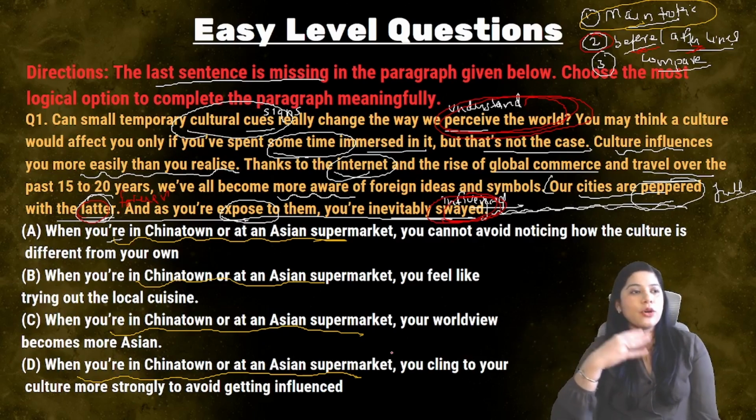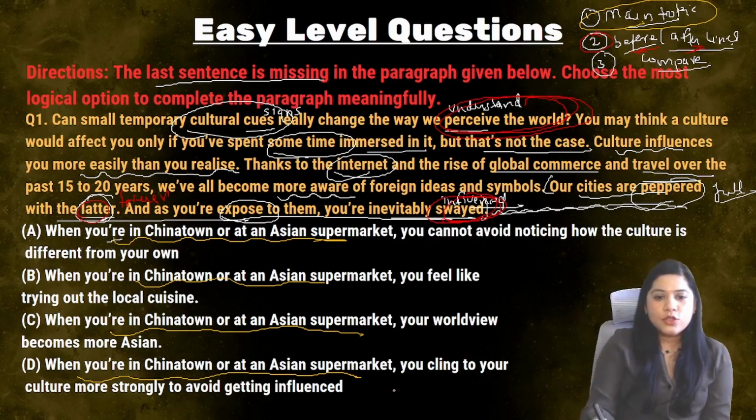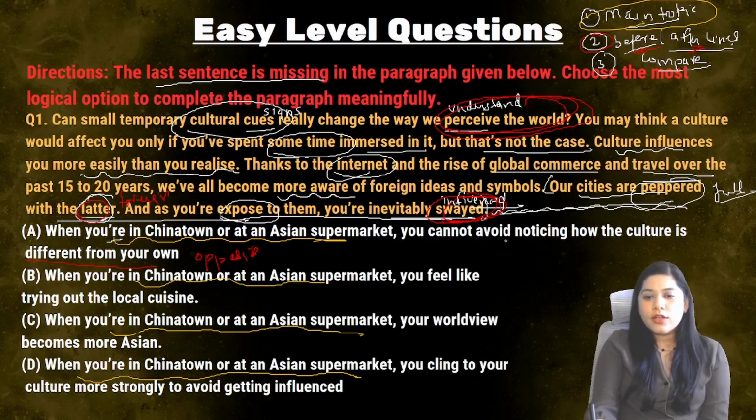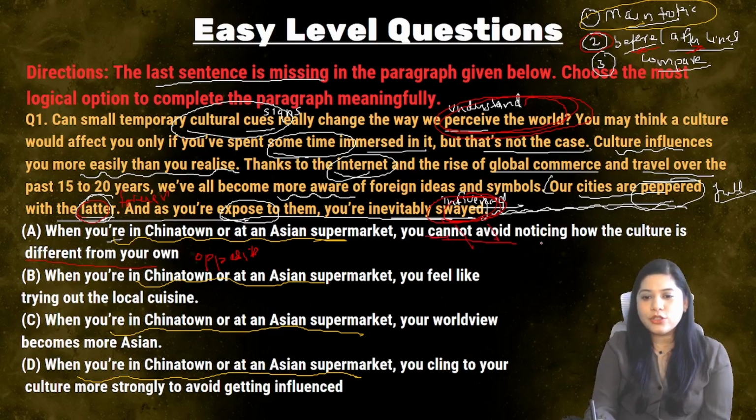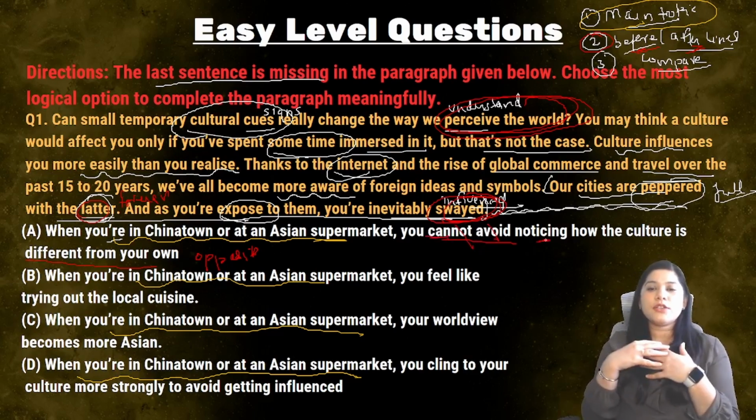Meaning, what am I, what is my original? I'm forgetting that. So what does the first option say? It says the opposite. "You cannot avoid noticing how the culture is different from your own." If you can focus, you cannot avoid noticing, as in you have to. You are actually seeing, so two negatives become positive. So you can actually notice how your culture is different from their culture.